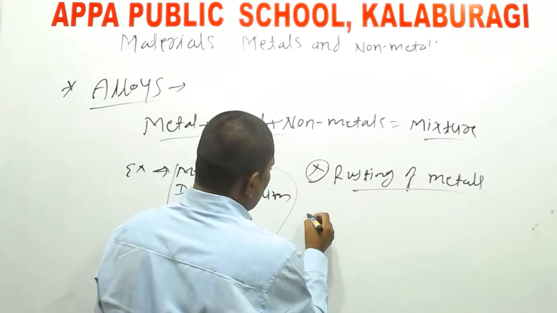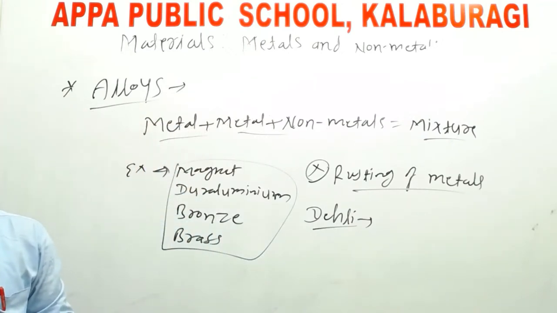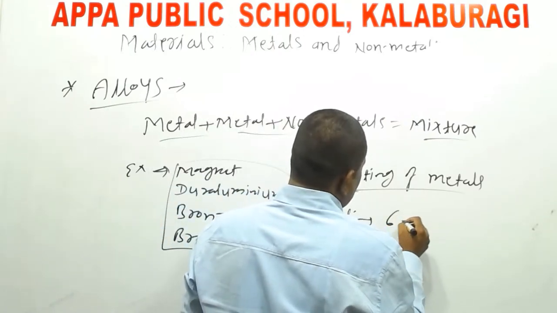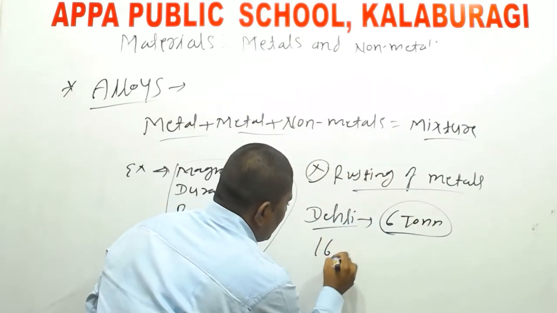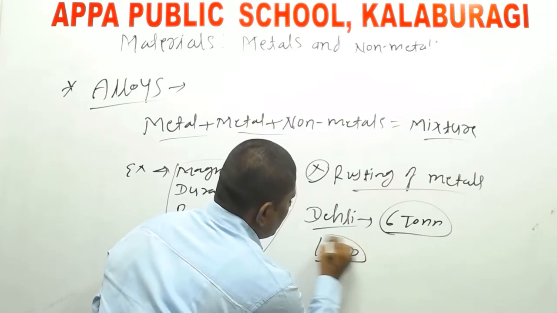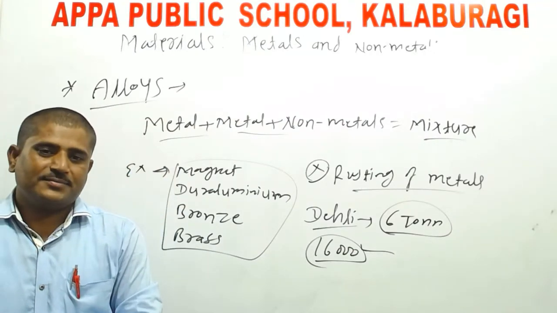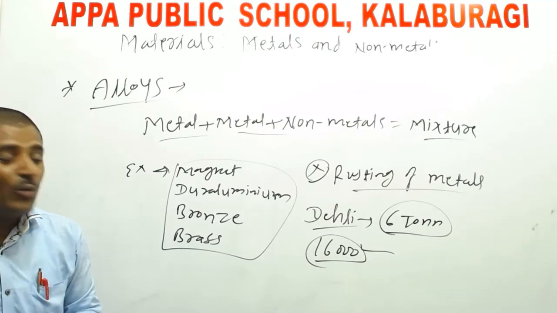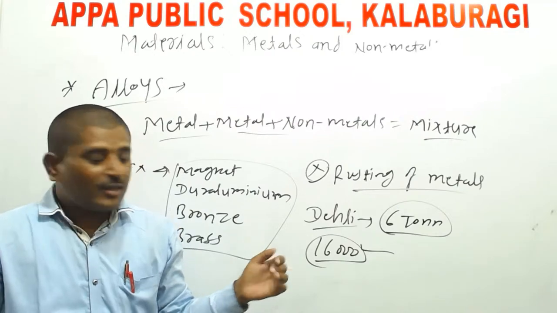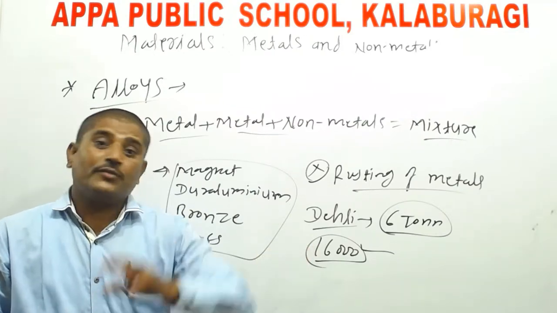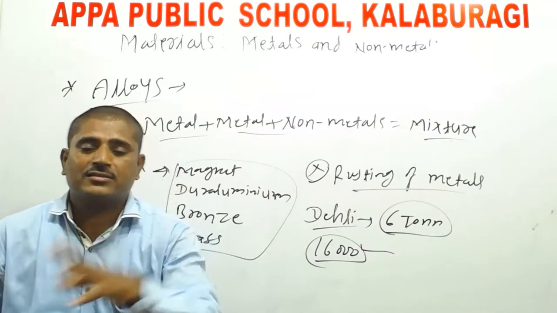I think you have observed in Delhi the iron pillar. I think you heard about the iron pillar. It weighs more than 6 tons, and it was prepared in the 16th century, more than 400 or 500 years ago, yet it has not rusted. Think about the quality of the build, how they built it. Nothing will happen to it. Still it is proper, still it is shining, still it is strong.